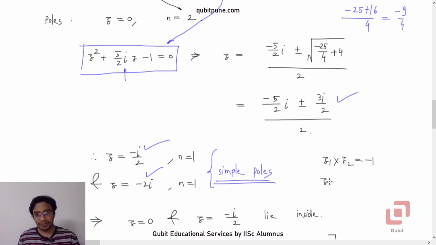The sum will be minus 5i by 2. Is it minus b by a? Yes, so always do this check. So the roots are correct. Now it's time to determine the location of the poles, the relative location with respect to the unit circle, which is always the contour of integration in this type of problem.